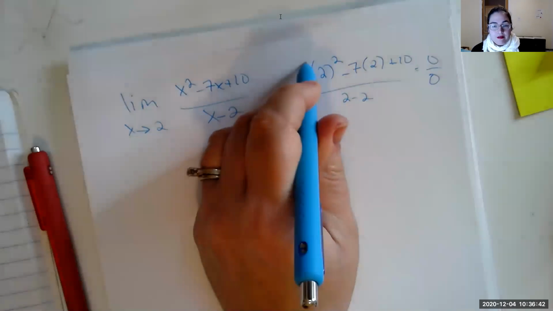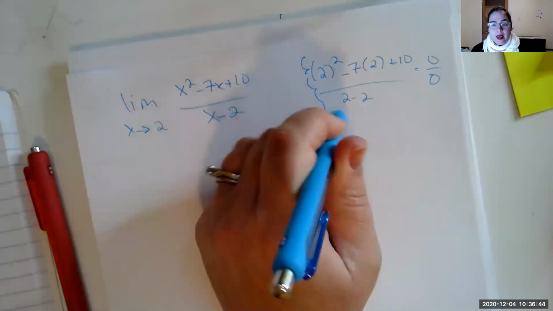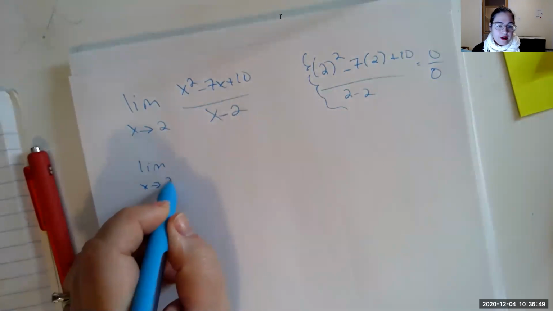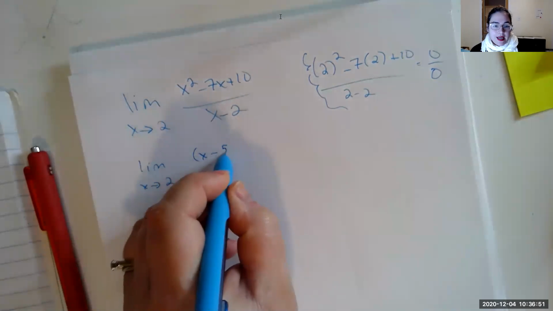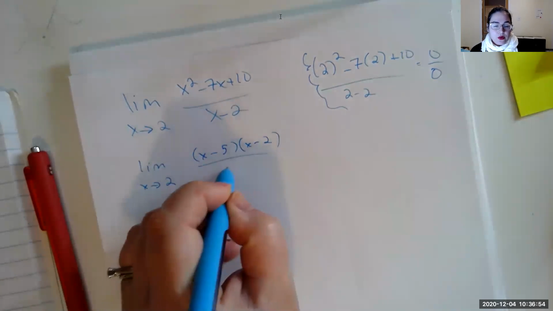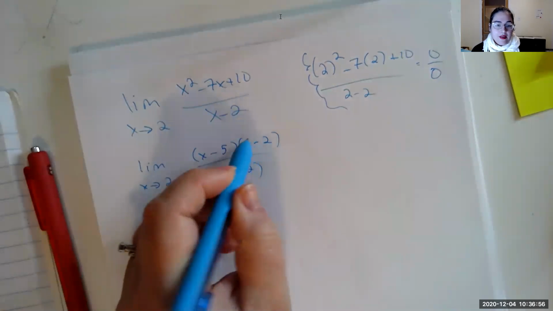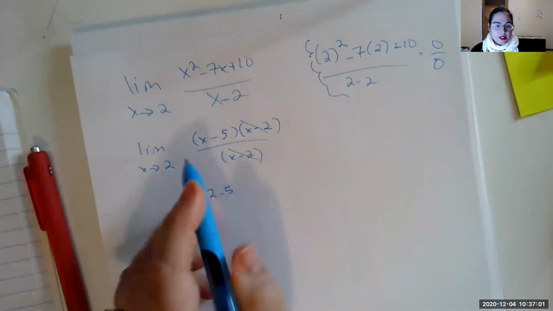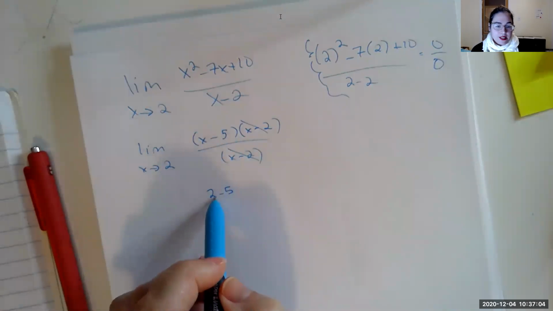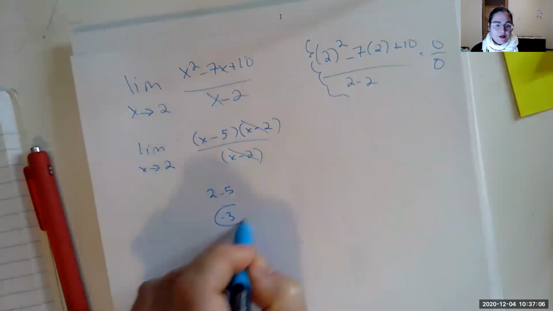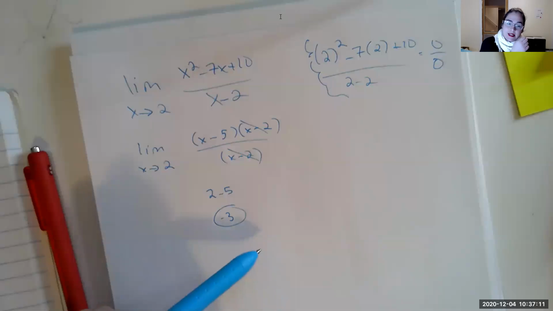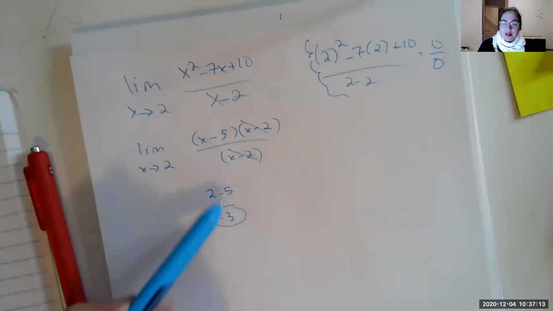Let's leave this off to the side in a little cloud. If you factor the numerator, it factors into x minus 5 times x minus 2 over x minus 2. Then you can divide out the x minus 2 and substitute 2 in. What do you have remaining? x minus 5. So 2 minus 5 is negative 3. That's how you already learned to do limits: by factoring, canceling, and then substituting once you had something that wouldn't give you a 0 denominator.